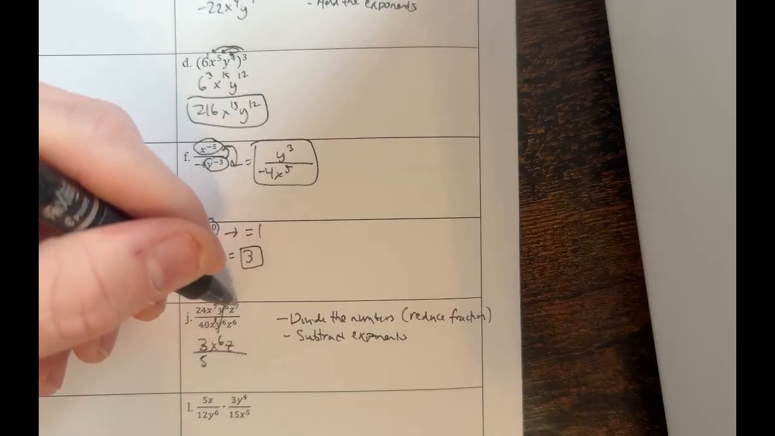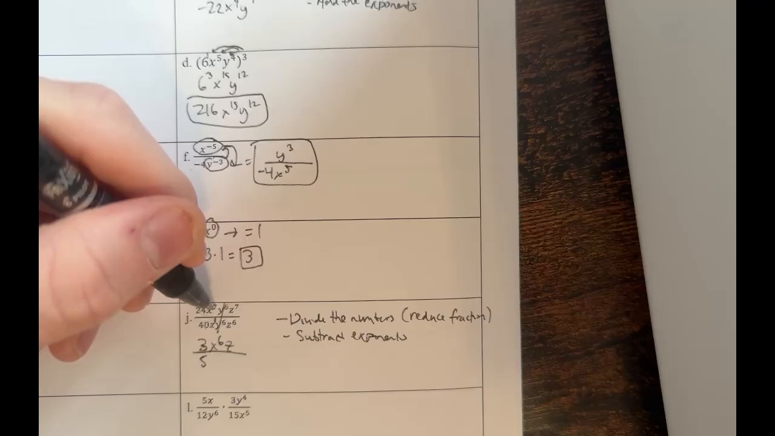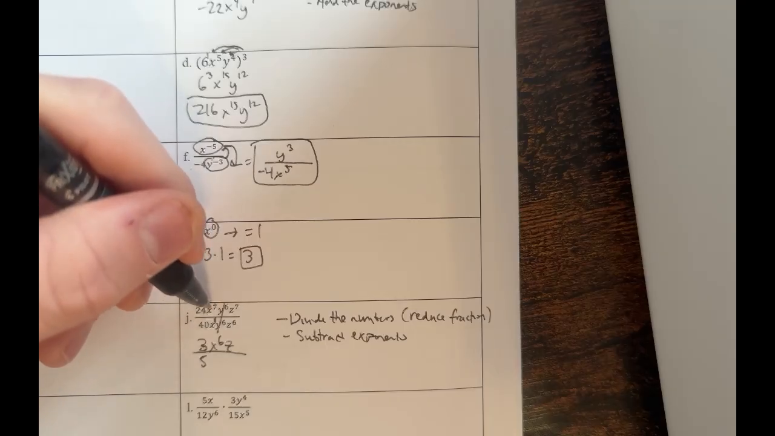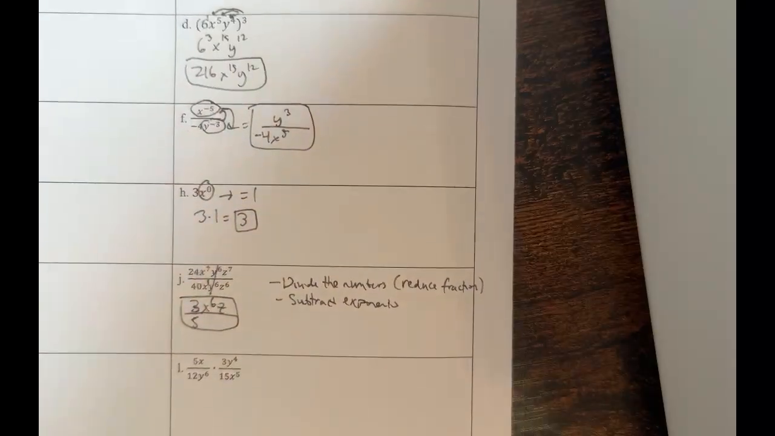I've got 7 z's on top, 6 on bottom. So where do I have extra? I have 1 extra on top. I have 7 x's on top, 1 on bottom. So I have 6 extras on top. So that's another way to think about it. Probably a simpler way. Okay.